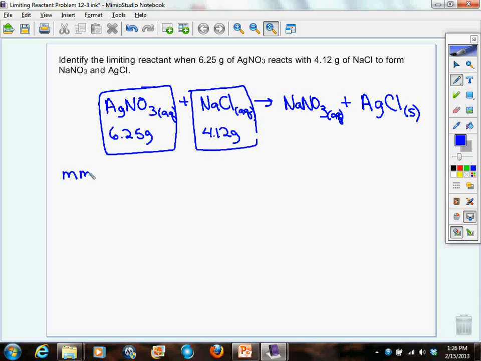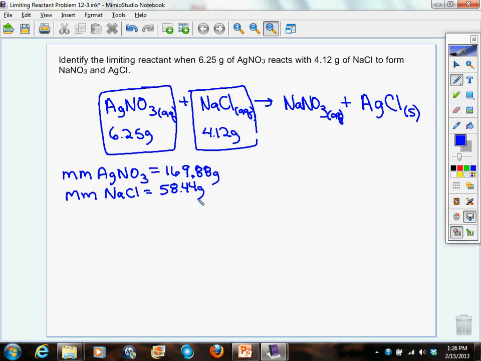So looking at this, the molar mass of silver nitrate is going to be the mass of the silver, which is 107.87, plus the mass of the nitrogen, 14.01, plus 3 times the mass of oxygen. And that's going to be 169.88 grams, taking it to 2 decimal places. And the molar mass of sodium chloride is going to be, adding up the masses of its components, 58.44 grams. Now I can continue on with the problem.